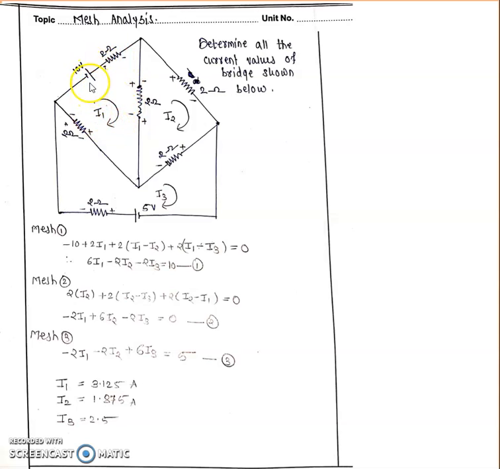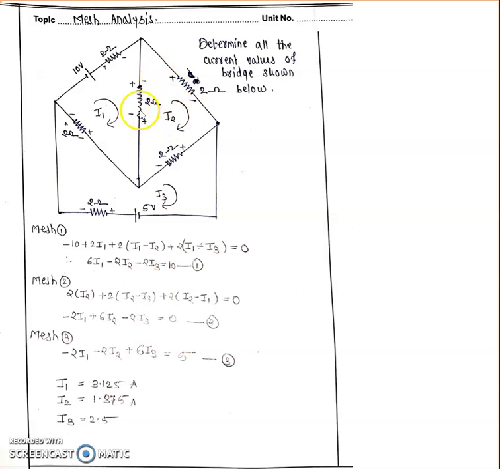I will write minus 10 volt for I1, independent of I1. Here the common resistor 2 into I1 minus I2, plus 2 into I1 minus I3. So you can simply assume you are staying inside, then write the equation.